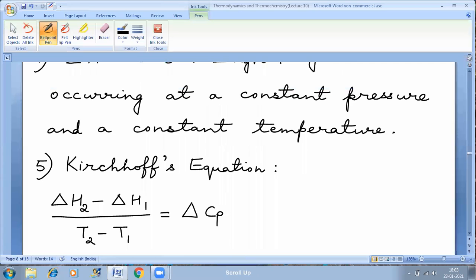Now, if I'm carrying out a reaction at two different temperatures, let's say one temperature is T1 and the other temperature is T2, then I can use this equation. This is called Kirchhoff's equation. What happens here? See, delta H2 is the change in enthalpy occurring at temperature T2. So the same reaction is being carried out at different temperatures.